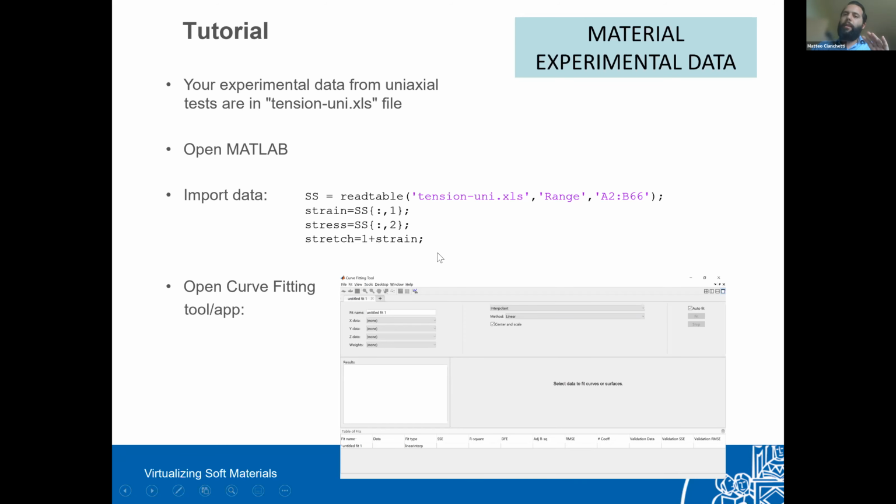As you know, the strain energy functions are based on stretches or on invariants. But in order to have the fitting, the fitting tool will work only on the stretching.